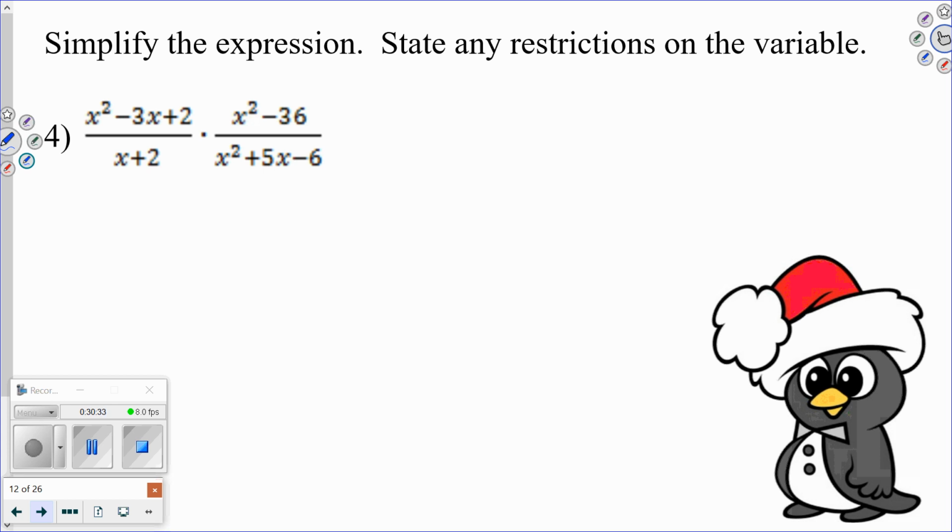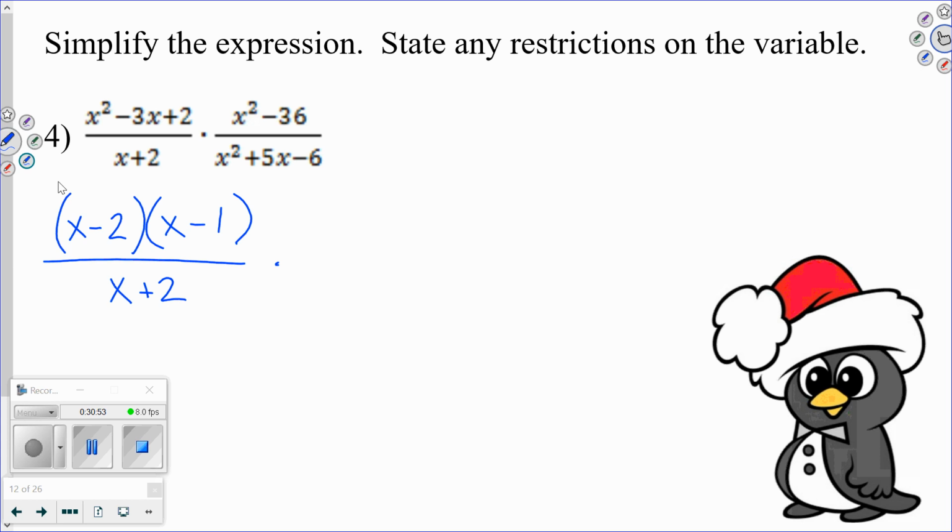What's your first step? Factor. How's the top factor? Good. X minus 1 and x minus 2. The bottom? That's just x plus 2. I can't do anything with that. How about the top? I'm glad one person talks to me. And the bottom, ooh, it's a 6-5 combo.